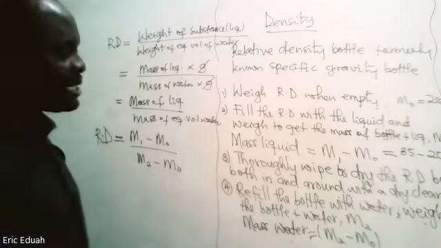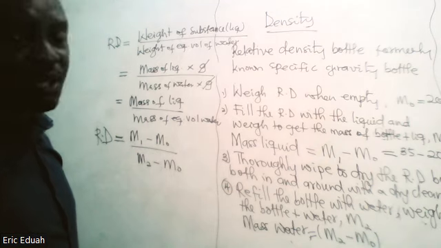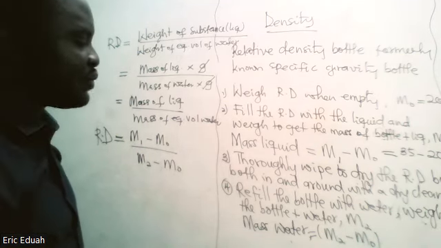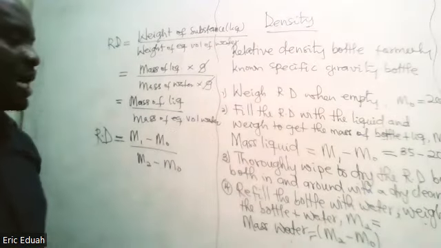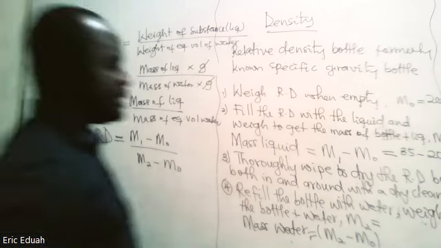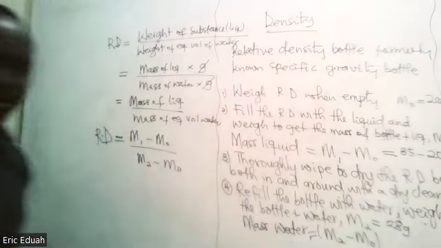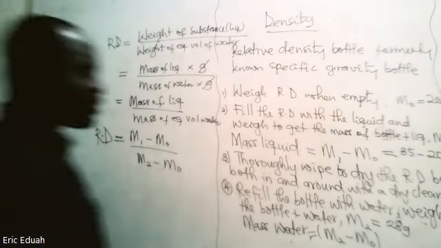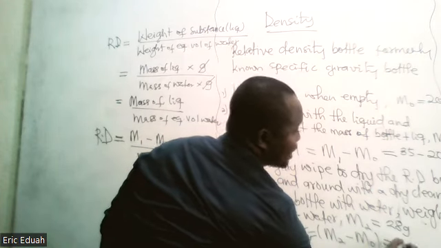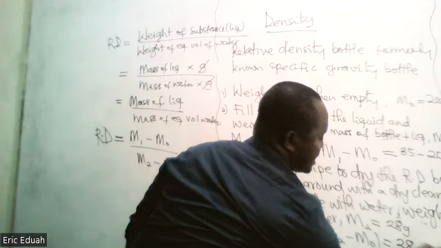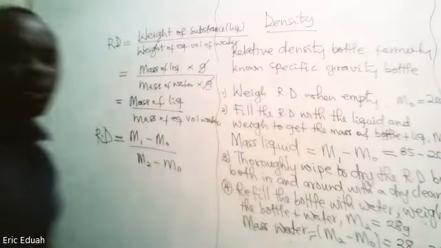Now, after emptying the liquid, refilling it, drying it, and then refilling it with water, when it is reweighed, we got the mass of the bottle plus the mass of the water to be 28 grams. Therefore, the mass of the water is equal to 28 minus 20, giving us 8 grams for the mass of the water.